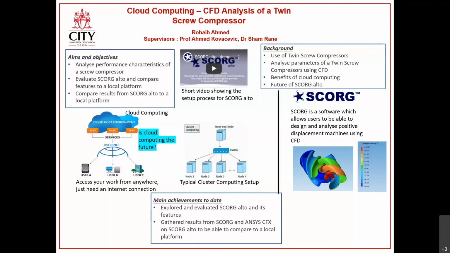When performing CFD calculations, they can be quite heavy in terms of storage. I like the fact that with SCORG Alto there's no limit to storage. On my local computer, I had to delete some files because the CFD files got too big. But on SCORG Alto, you have unlimited storage basically.